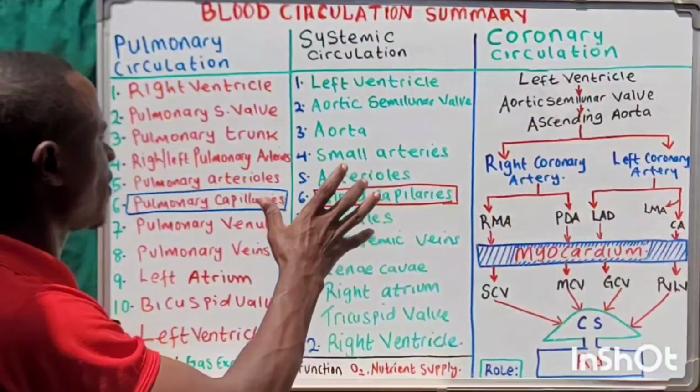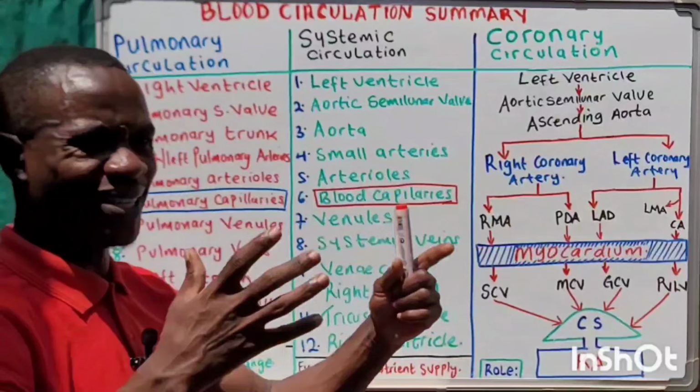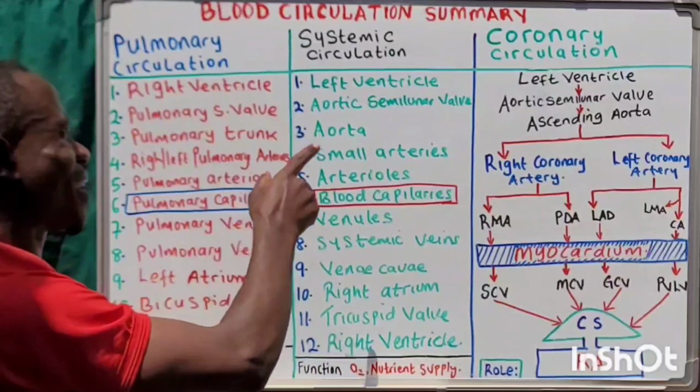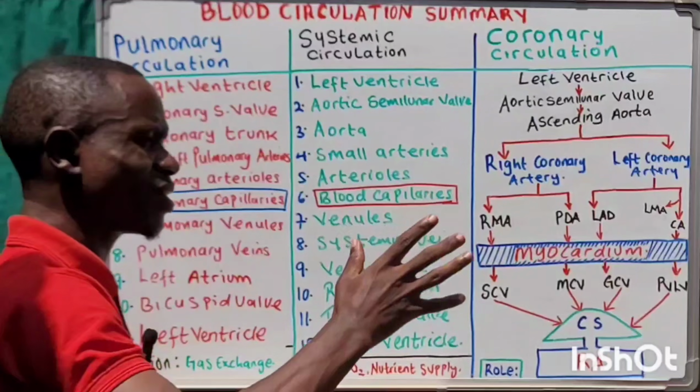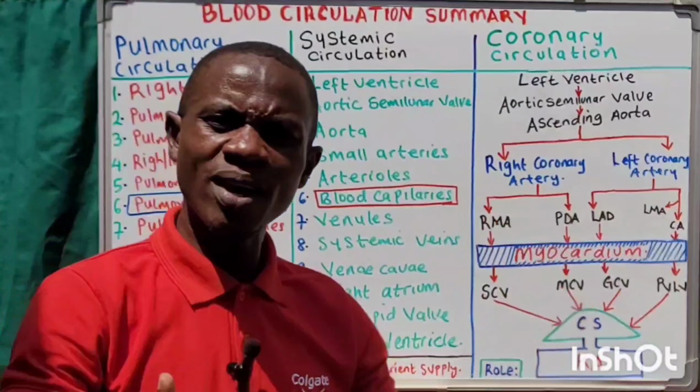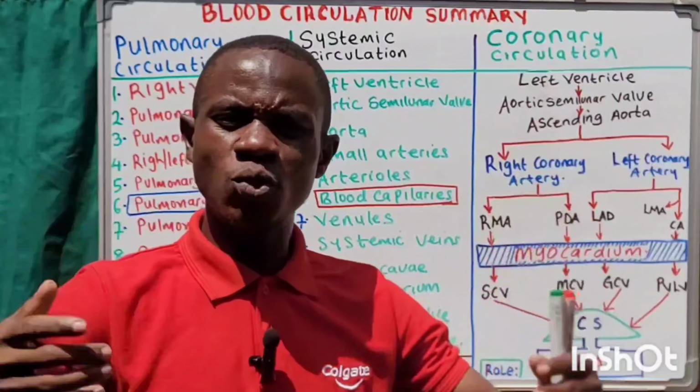In the previous videos, we looked at the different types of blood circulation: the pulmonary circulation, the systemic circulation, and the coronary circulation, in great detail. Today we are looking at the summary of each one of them.